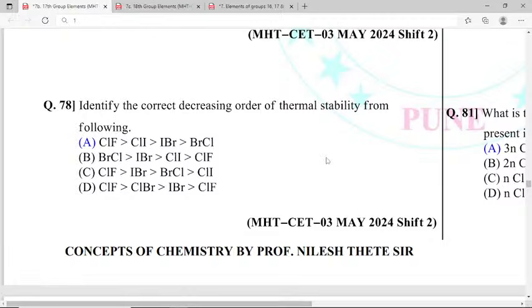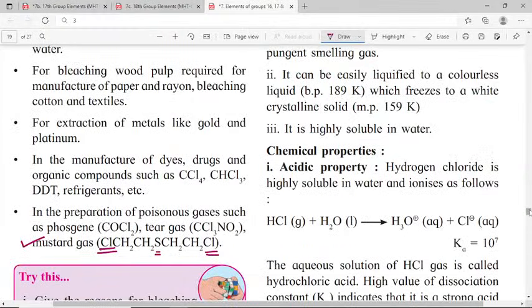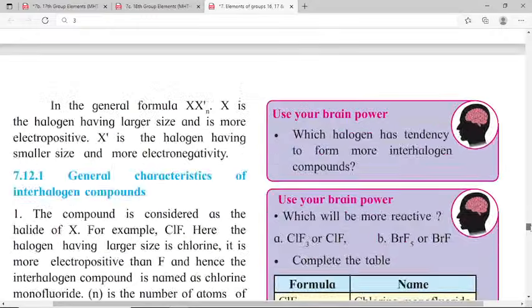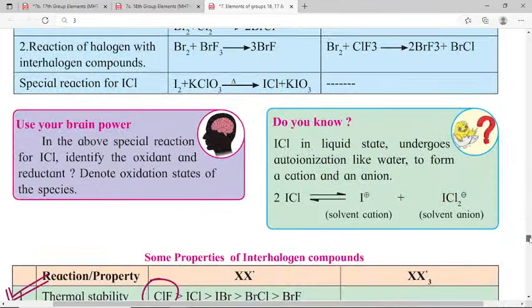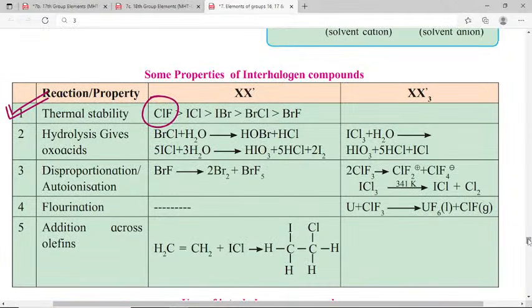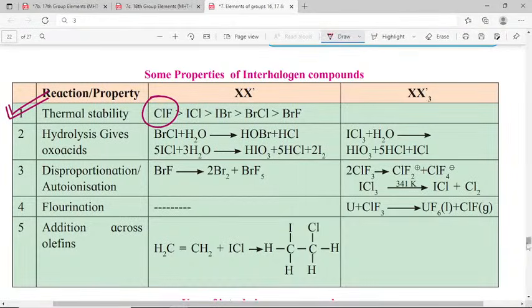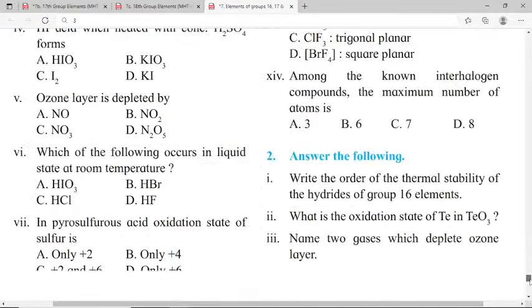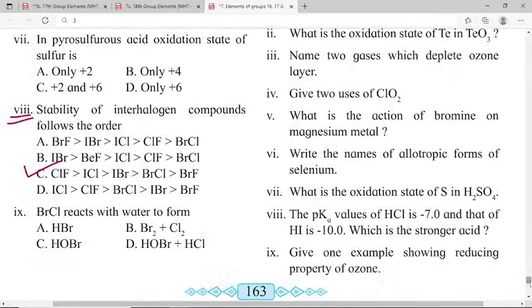Identify the correct decreasing order of thermal stability. Same question repeated here. ClF, that's the highest thermal stability. ClF, ICl, IBr, BrCl. The same type of question is asked in your exercise also, so please mention the exercise. Stability of interhalogen compounds follows the order.